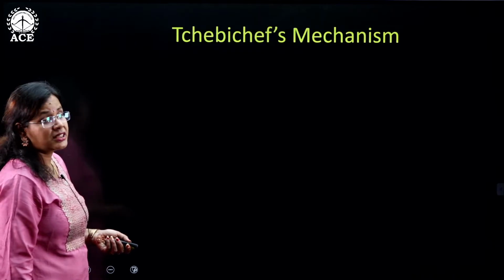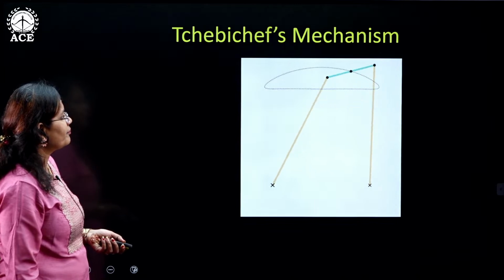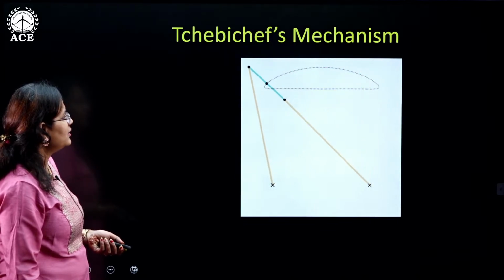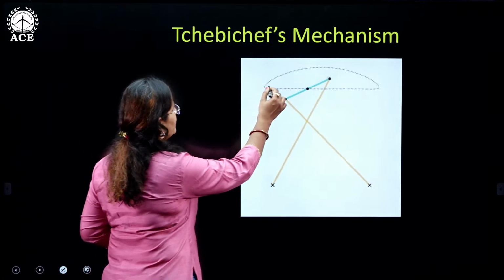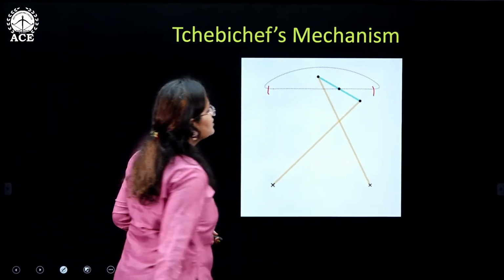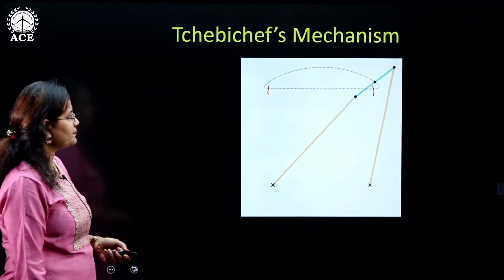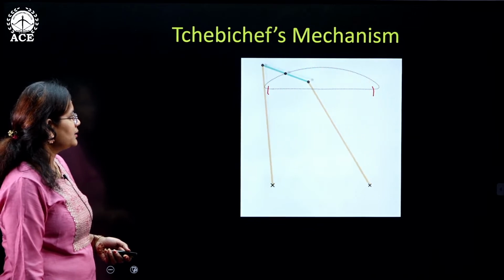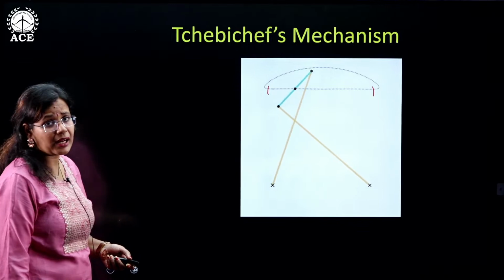Next comes Chebyshev's mechanism. See, that is the tracing path. So approximate straight line. From here to here it is forming a straight line, and the rest of the path is tracing a curve. So let us see how the analysis of this particular mechanism goes.